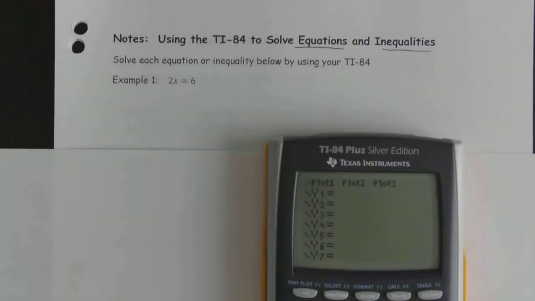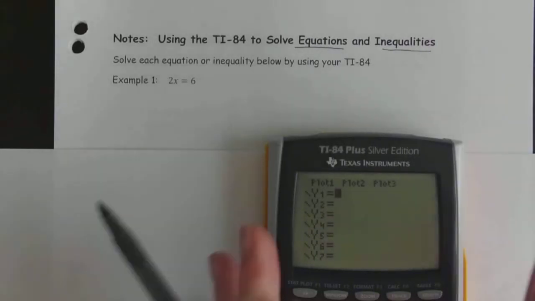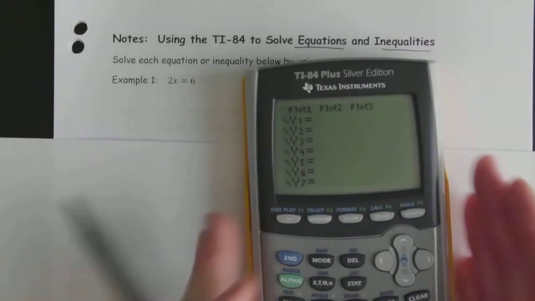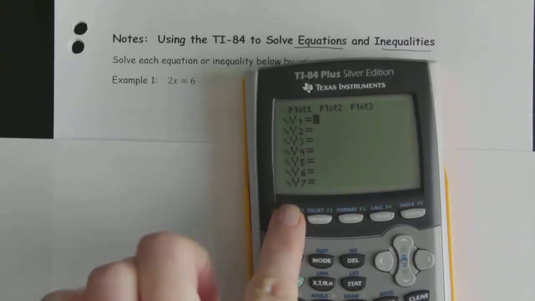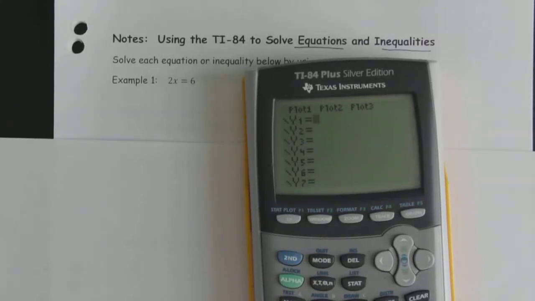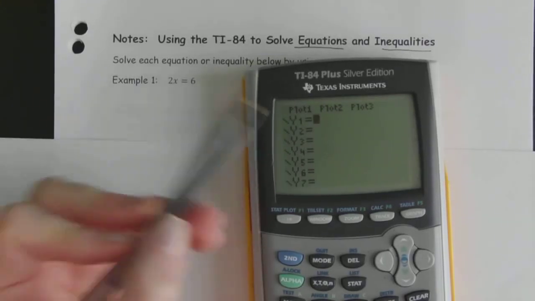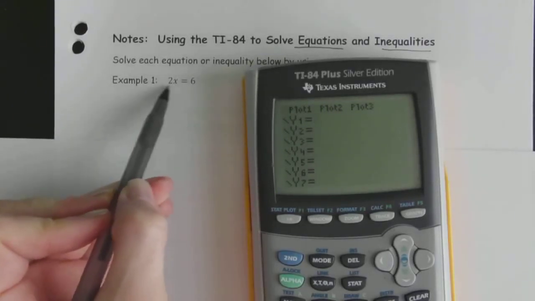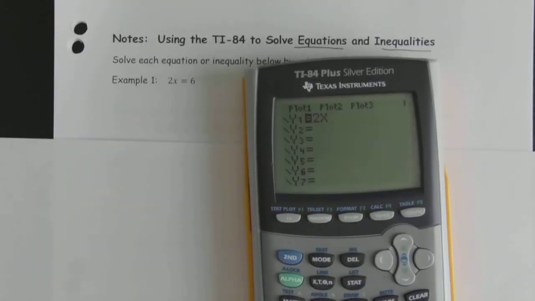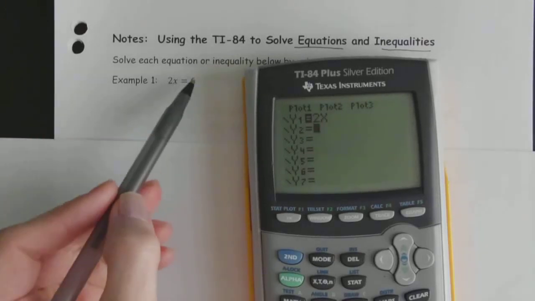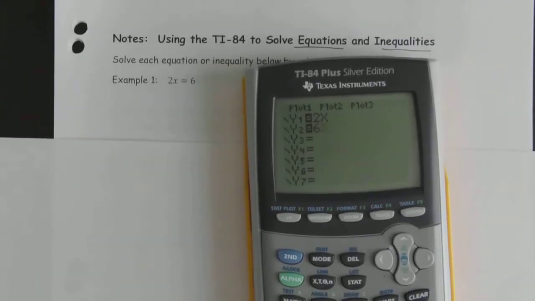It says solve each equation or inequality below using your TI-84. That's why I have it sitting here. So let's just check out this first one. And you can put me on pause and come back to me after you do it yourself and check that you're correct, or you can go along with me here. So we're going to press Y equals and clear out all that other old junk. And let's type in Y1 the left side of the equation, 2x. So here we go, 2x, plain and simple. Hit enter. In Y2, we're going to type the right side, 6.